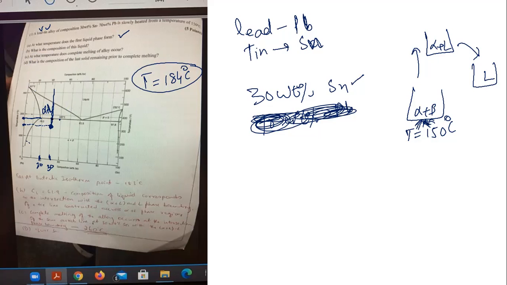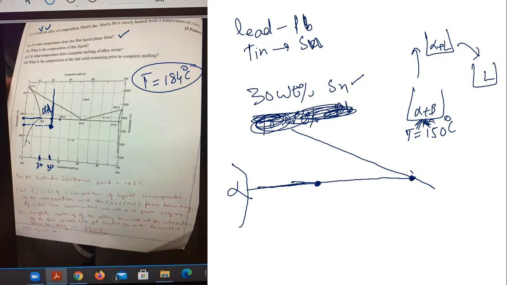Okay, so this is the point, right? Let me draw. This is our line, and this is our point. And we will draw a tie line. The tie line will be above this line, and it will touch the alpha line here. This is the alpha line, and it will touch the liquid line here, right?